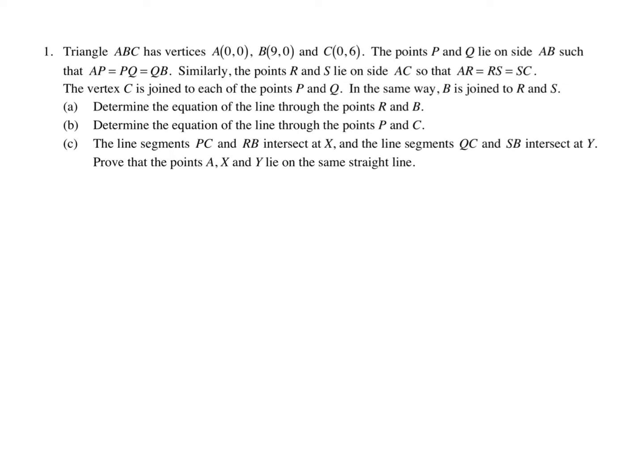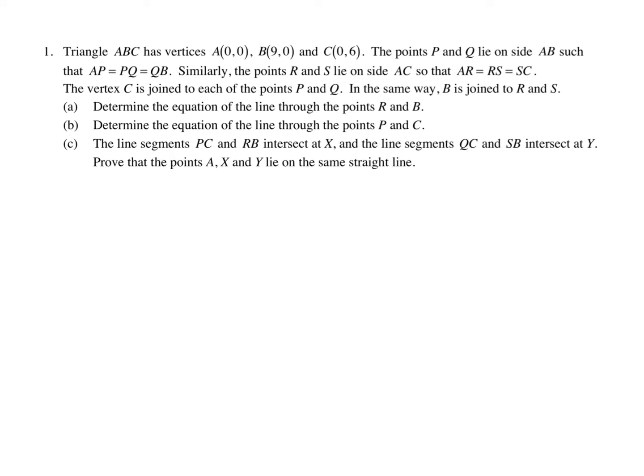Similarly, the points R and S lie on AC so that AR equals RS equals SC. The vertex C is joined to each of the points P and Q in the same way B is joined to R and S. Determine the equation of the line through R and B.